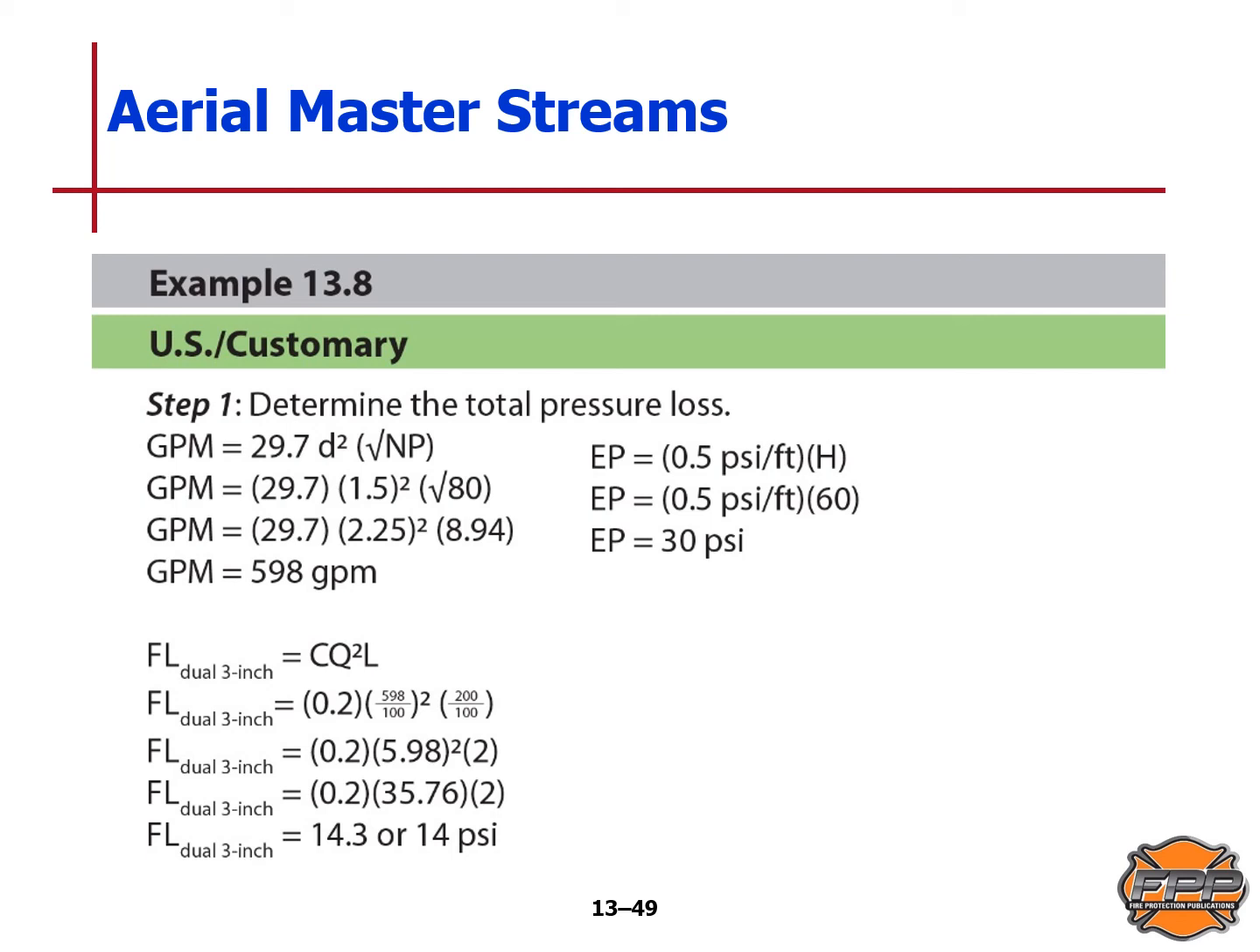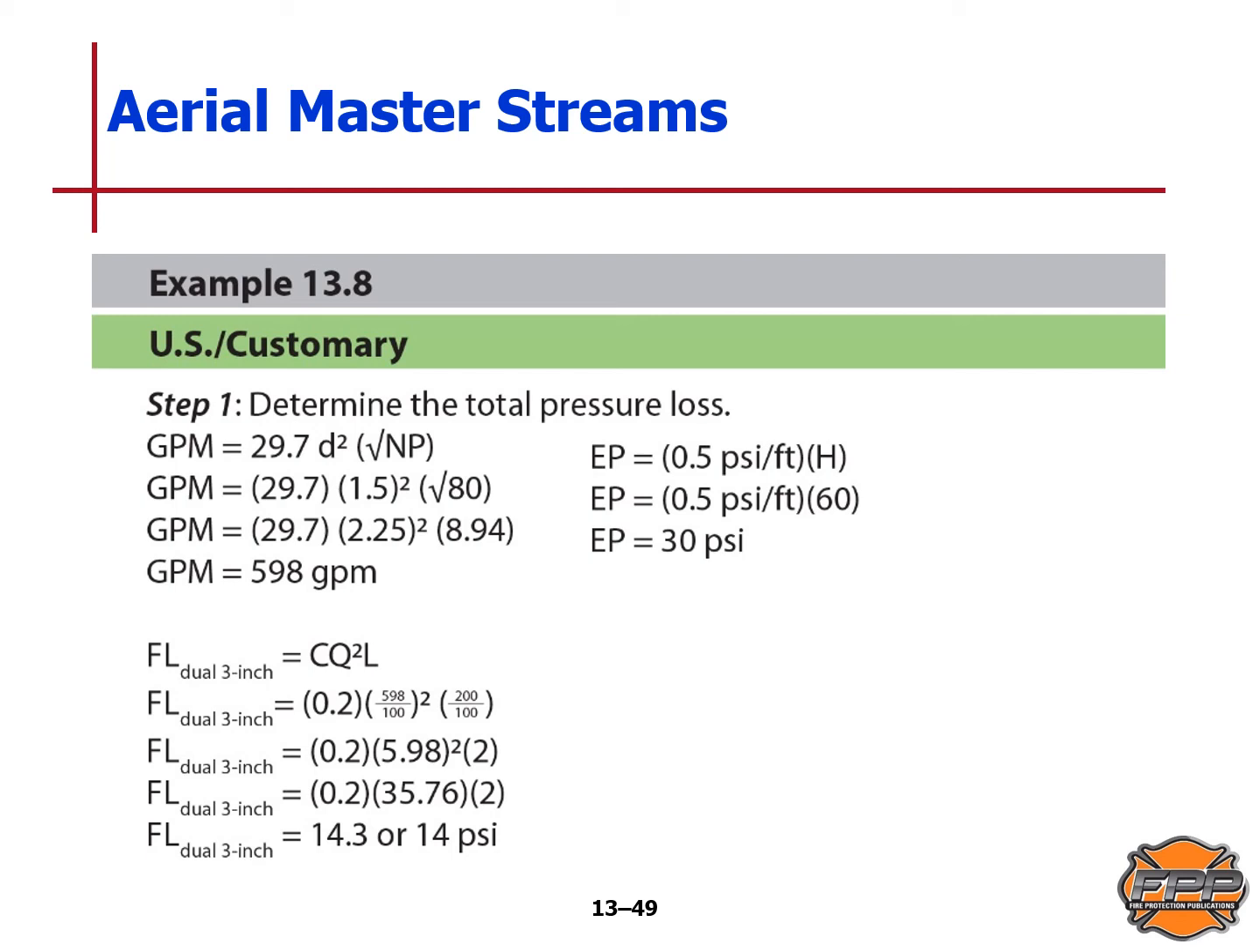You have gallons per minute equals 29.7 times the diameter squared times the square root of nozzle pressure. Same formula we've been using. So we plug in the numbers. Gallons per minute is 29.7, that's your coefficient, and that's constant, times 1.5 squared times the square root of 80, and that gives us 29.7 times 2.25 times 8.94. So our gallons per minute is 598 gallons per minute flowing.